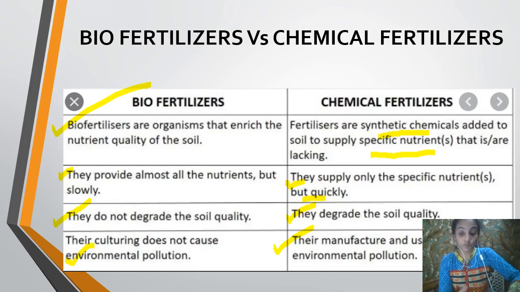So finally, what is your conclusion? Which one is good for use? The biofertilizer. Even though their action is a little bit slow, for the long term the best thing that we can utilize is the biofertilizer, without any side effects. So this is a comparison chart between biofertilizers and chemical fertilizers. I hope all understand.